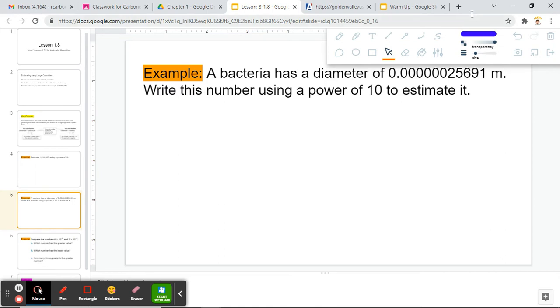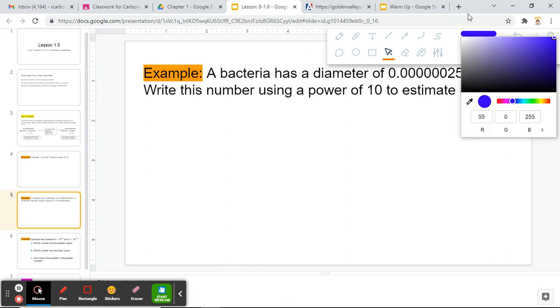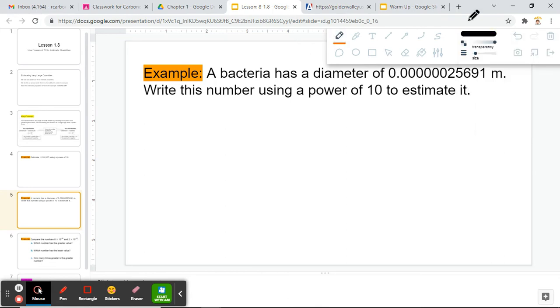Okay, next one here. A bacteria has a diameter of 0.00000025691 meters. Write this number using a power of 10 to estimate it. Okay, so let's start with our number here. We have 0.12345 zeros and then 25691. So remember, we need to look at this number here and see if we need to round.